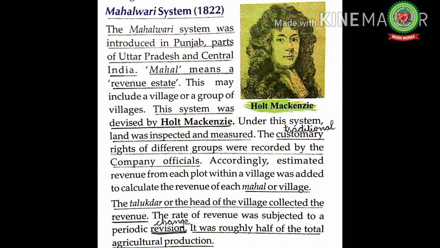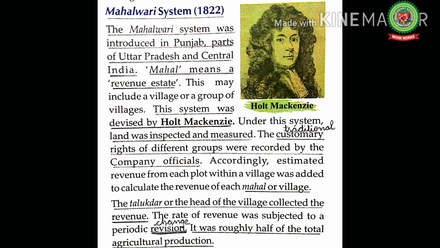The talukdar or the head of the village collected the revenue. The rate of revenue was subjected to a periodic revision. It was roughly half of the total agricultural production. Means the charge of collecting the revenue and paying it to the company was given to the village headman or talukdar rather than the zamindar. And the rate of the revenue was to be revised periodically. That means it was not permanently fixed. And the revenue or tax was half of the total agricultural production.